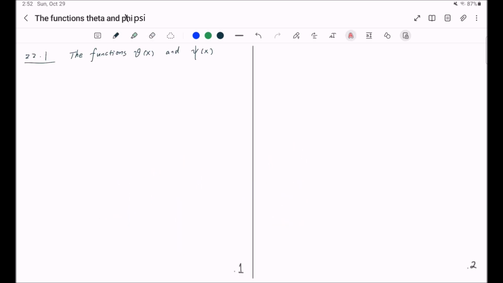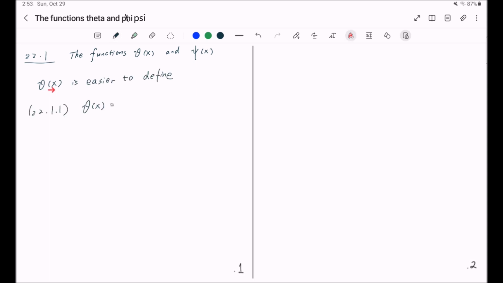The proof of the prime number theorem depends largely on two functions, theta of x and psi of x. These two functions are defined through the summation of the log of primes, which we are going to introduce in this section of the video series. Theta of x is relatively easier to define.